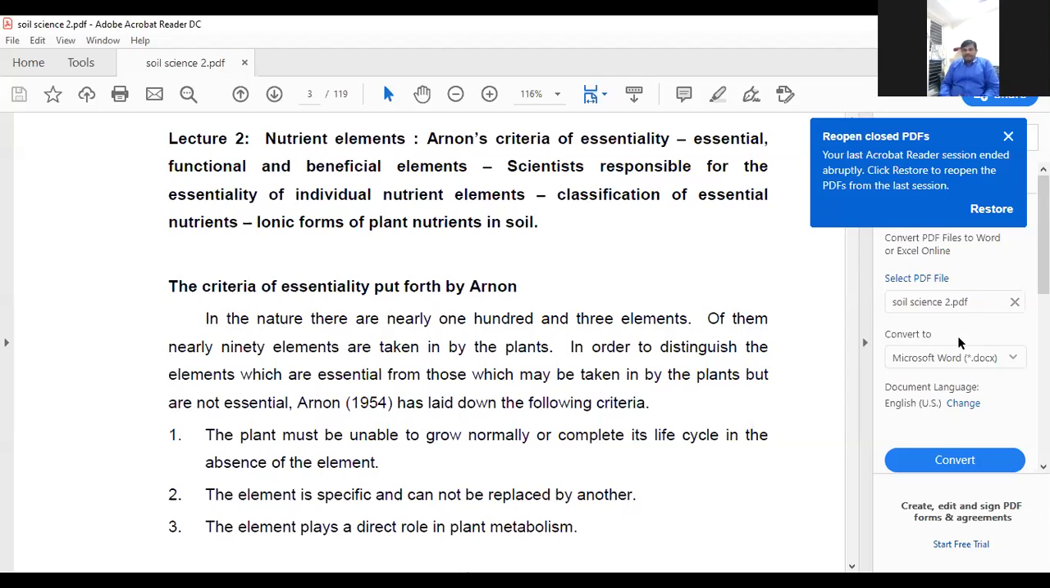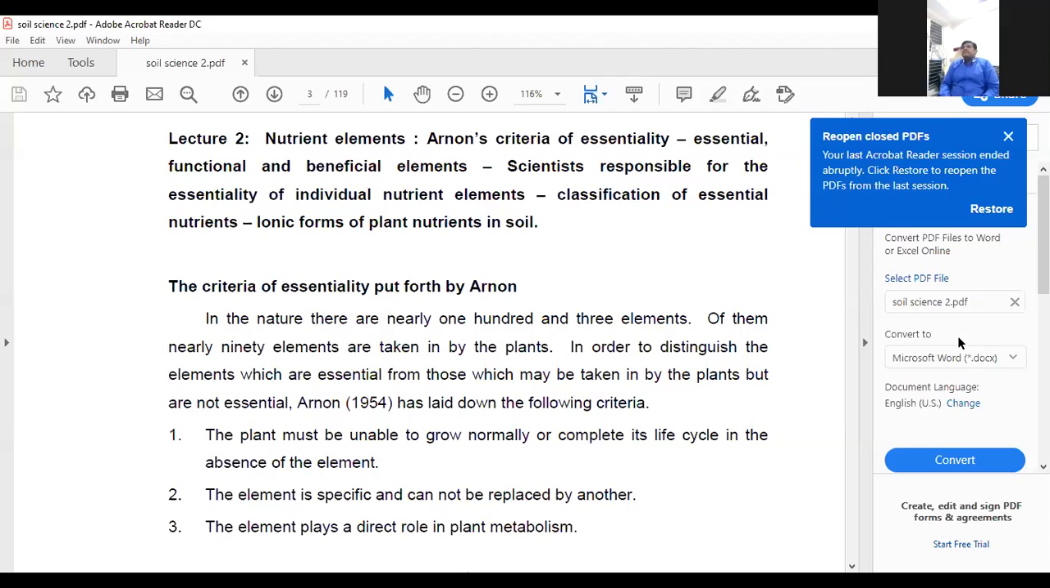The second part is that the element is specific and cannot be replaced by another element. The element is specific, which causes deficiency. It cannot be replaced by another element. That is the second criteria. Third criteria: the element plays a direct role in plant metabolism. It is directly involved in plant metabolism.